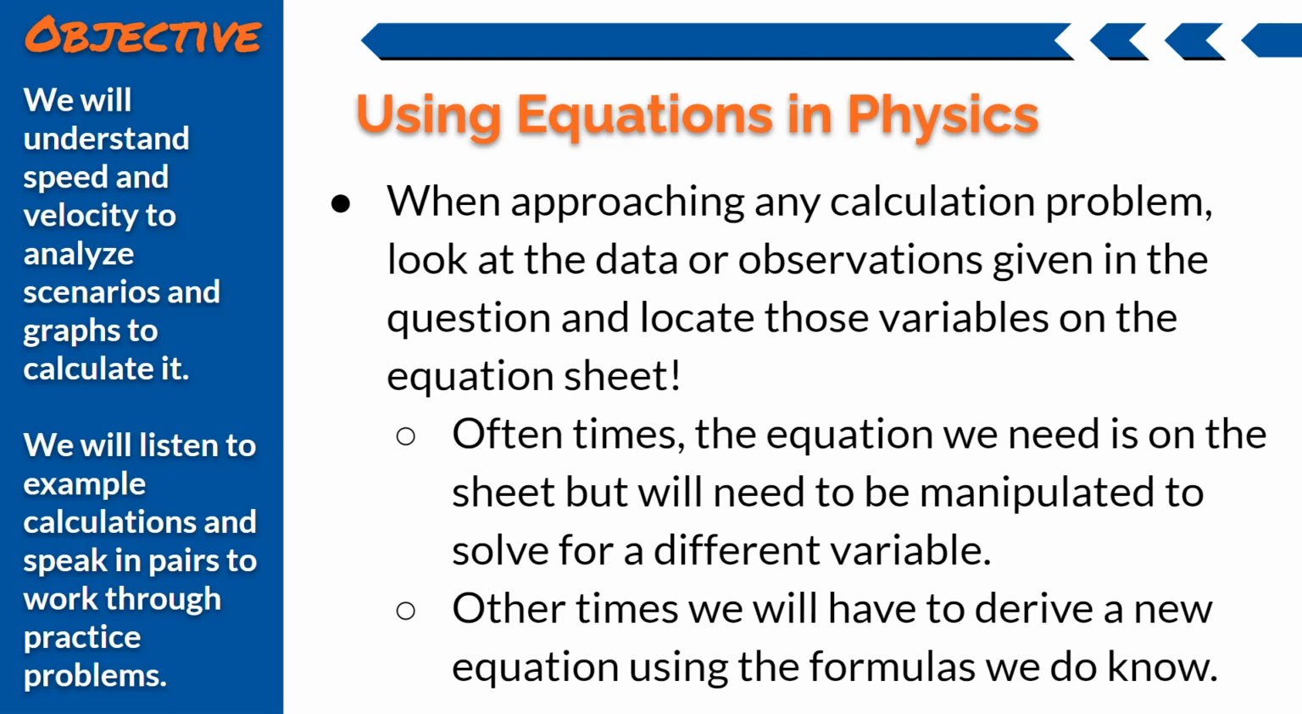So the first equation on here is V equals V naught plus A times T. And if I'm looking at that, maybe I don't want to solve for V. Maybe I'm supposed to solve for A. Okay? But the equation's there. You would just need to rearrange it and manipulate it to solve for the variable that you need.